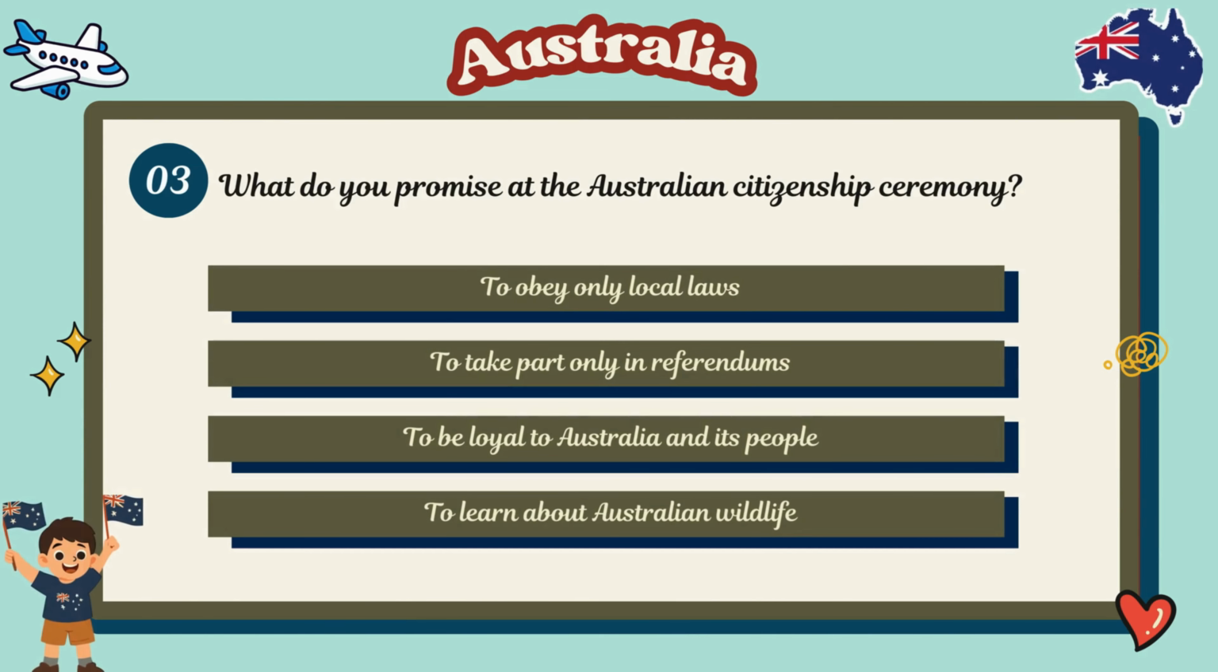Question 3. What do you promise at the Australian Citizenship Ceremony? A. To obey only local laws. B. To take part only in referendums. C. To be loyal to Australia and its people. D. To learn about Australian wildlife.